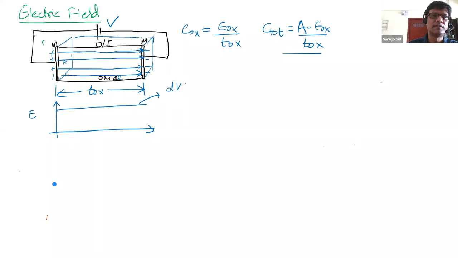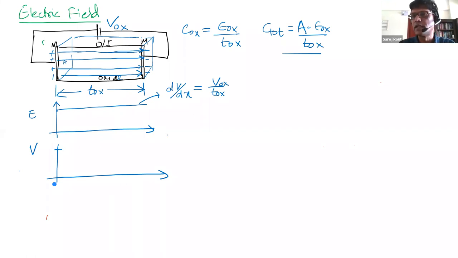This is the derivative of the change of voltage with respect to X. If it is constant, if the voltage is linear in nature, then this is nothing but V over T_ox. And if I look at the potential within that oxide, let's call it V_ox, this is V_ox over T_ox. So how is the potential going to look? Who can say this? Only a few people are answering, so let me ask. Rajkumar, can you tell me how the potential is going to look from distance zero till T_ox?